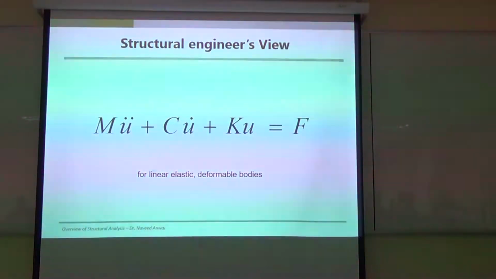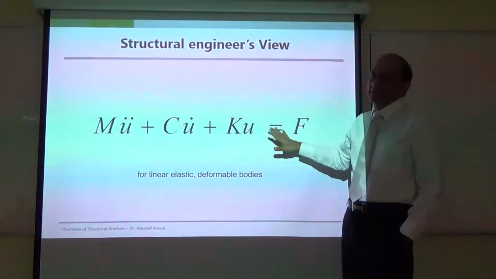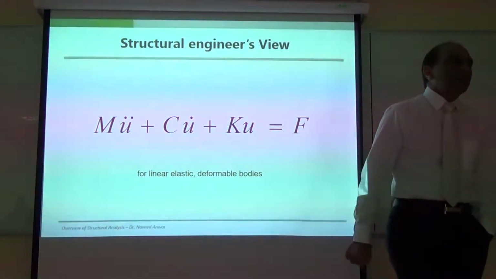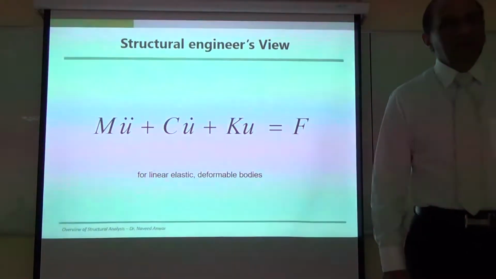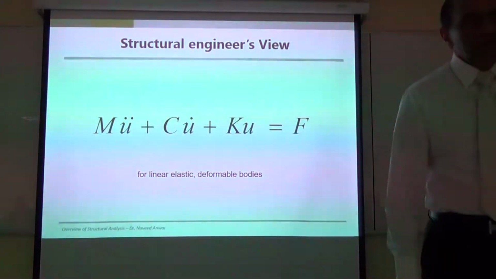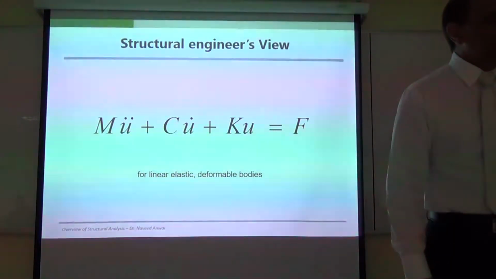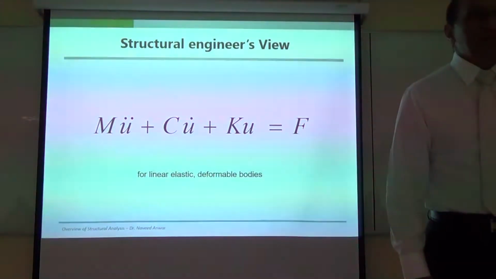So part of the force is resisted by mass, part by damping, part by stiffness, right? So this is the complete equation. If we understand how this equation works, we can then solve any problem in structural engineering except one. Which one is not complete yet? What is missing in this equation?